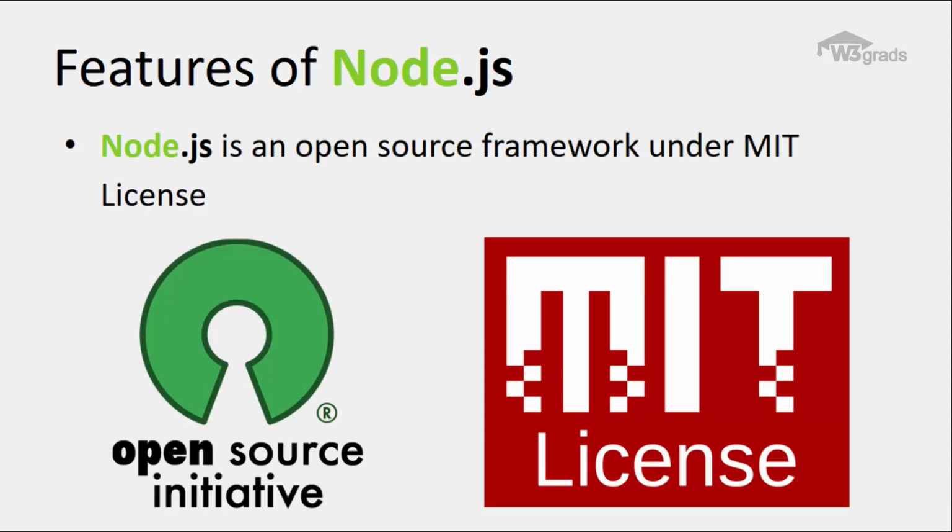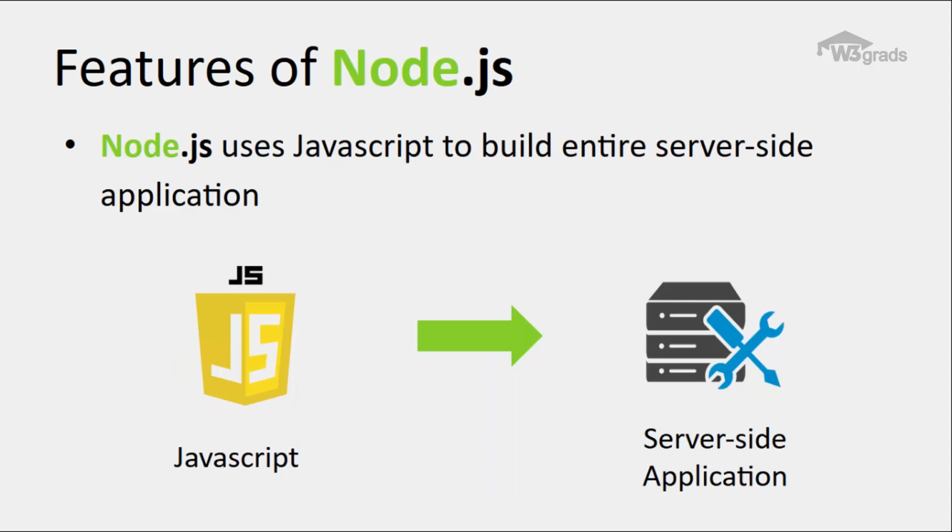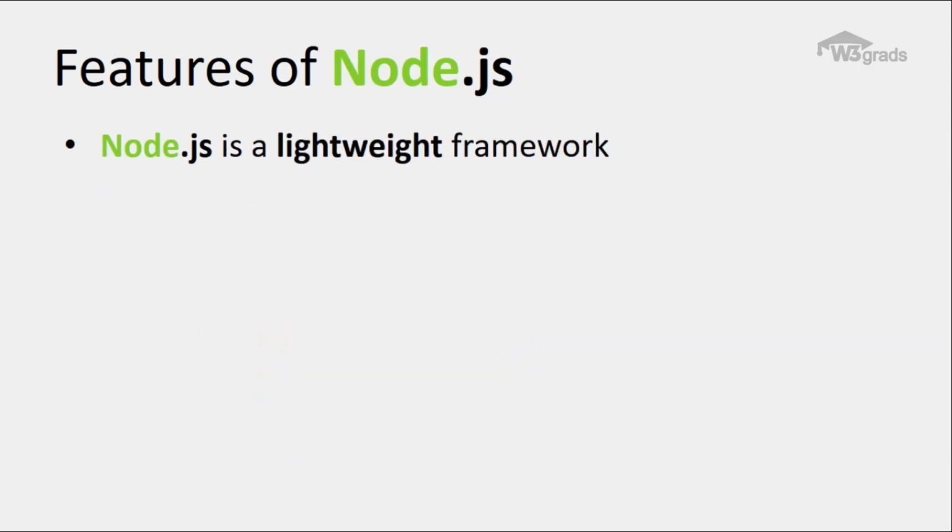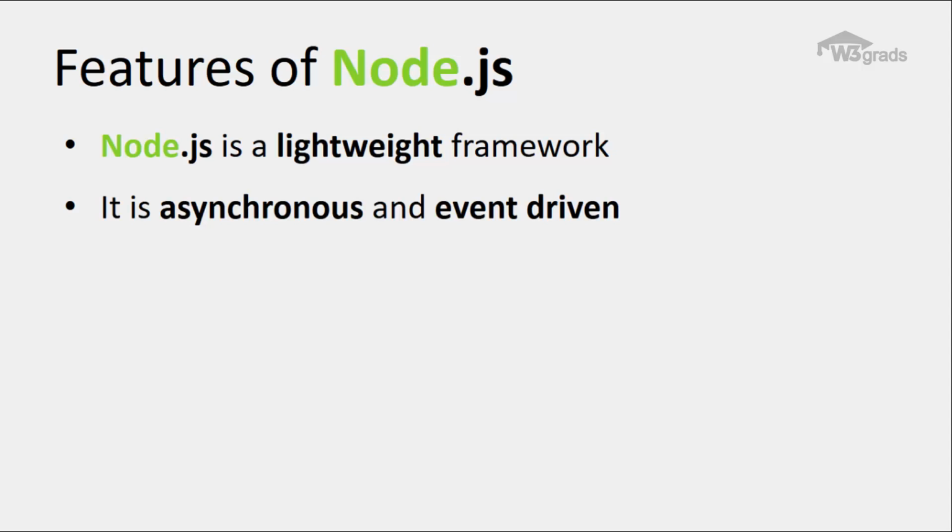The MIT license is a free software license originating at the Massachusetts Institute of Technology. Node.js uses JavaScript to build entire server-side applications. It is a lightweight framework that includes bare minimum modules. Other modules can be included as per the need of an application. It is asynchronous and event-driven. All APIs of the Node.js library are asynchronous.